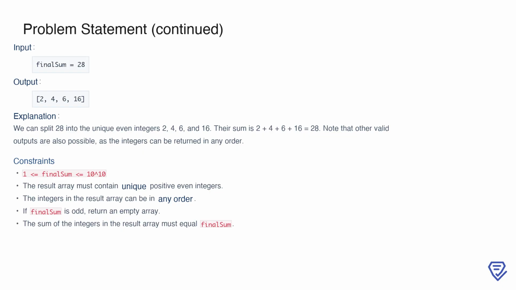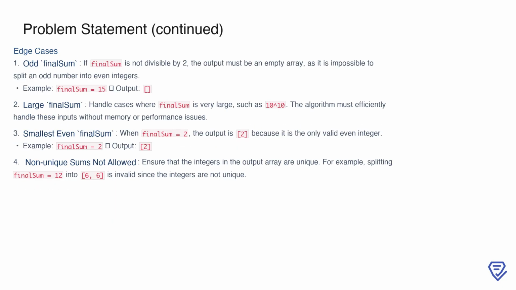It's important to note that there may be other valid outputs as well, since the integers can be returned in any order. This flexibility allows for multiple correct solutions as long as the integers are unique, even, and their sum equals final sum. There are several edge cases to consider. First, if final sum is odd, such as 15, the output must be an empty array because it is impossible to split an odd number into positive even integers.